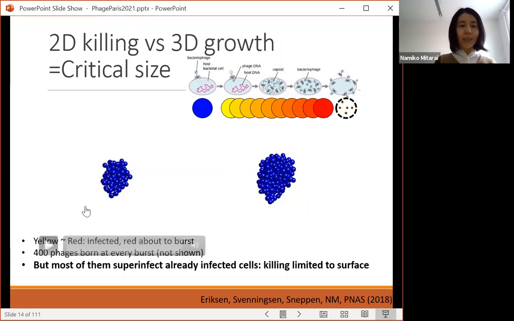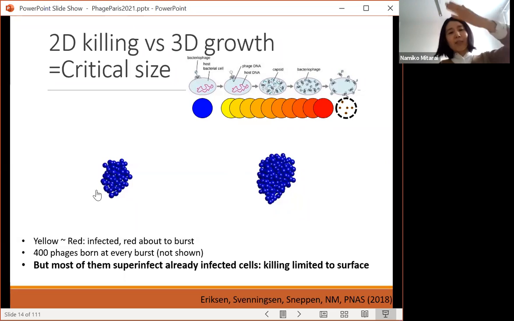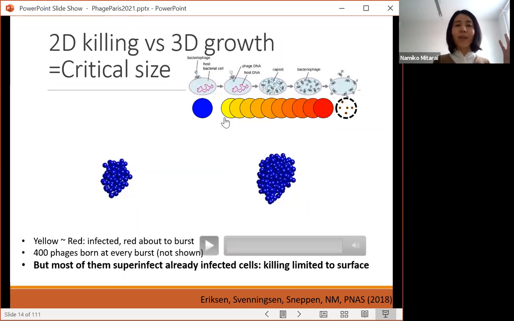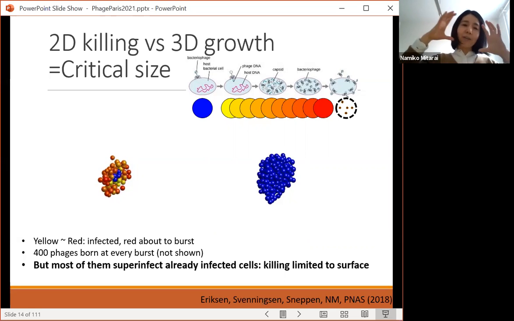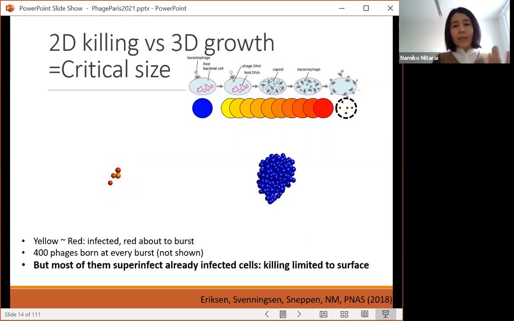So if we actually try to infect the bacteria colony from outside, what you are seeing here is a simulation: the blue is growing cells, and once it gets infected, it will become yellow, and then red, and then it will burst and release hundreds of phages. I will not show the phage itself, but what you see is that they need to eat the colony from the outside.